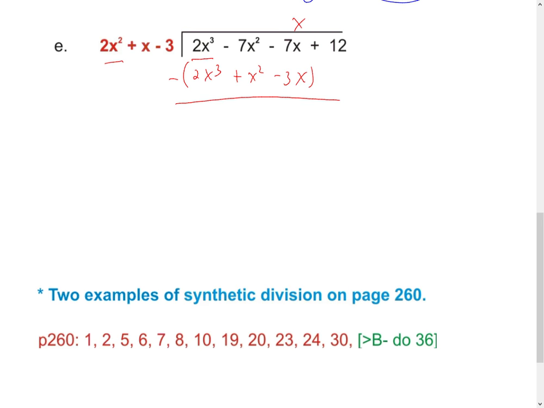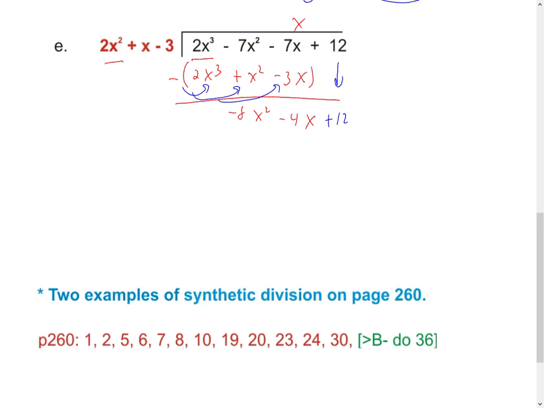Front term should always divide out. If not, you made a mistake in what you put up top. This is a negative 8x squared, and this is a negative 4x. Be careful when you distribute. Right? You got to distribute that negative to all the terms. So negative 8x squared minus 4x. Bring down the 12.